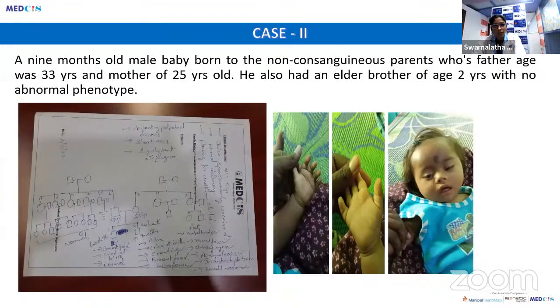And coming to case 2, here is a 9-month-old male baby born to non-consanguineous parents, whose father was 33 years and mother is 25 years old. He also had an elder brother who is a normal person. Coming to the pedigree, here is the proband who is 9 months old, and the baby has an oval face and cried at birth.